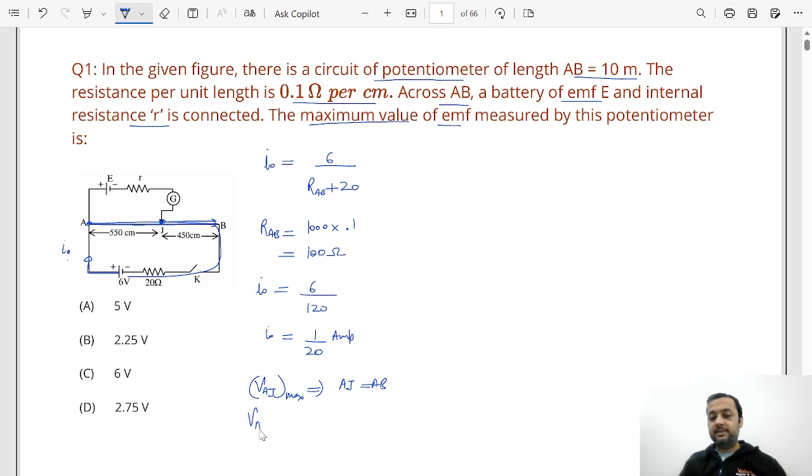So what will be VAB basically? Okay, so basically VAB will be VAJ max, right? VAB will be VAJ max, and what is VAB? VAB will be I naught into RAB. Okay, I naught into RAB. I naught is 1 by 20, and RAB is 100. That means 5 volts. So option A will be the correct answer for this question.